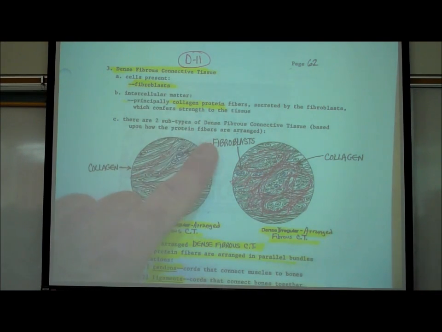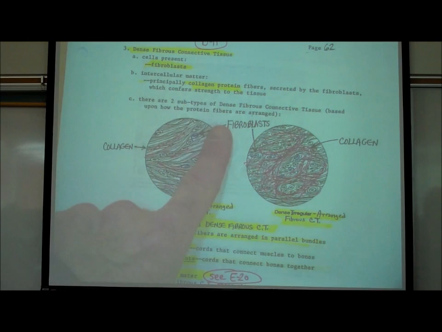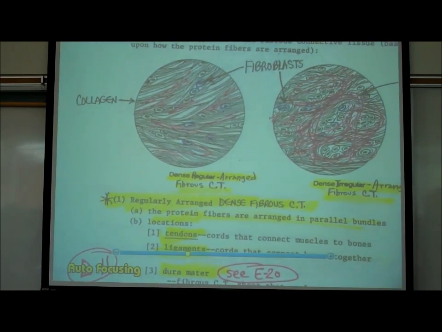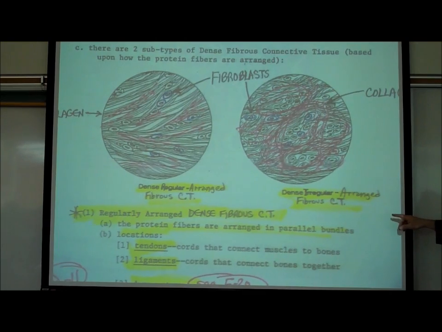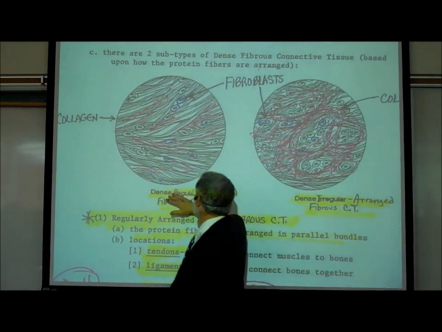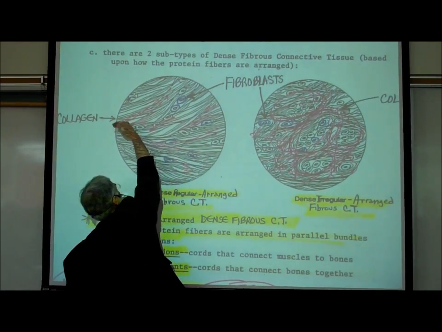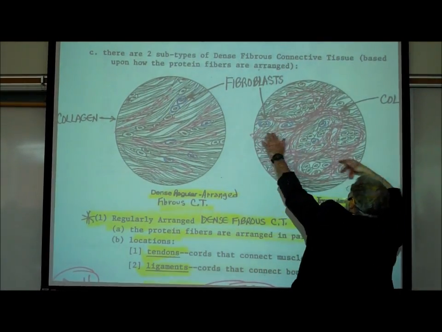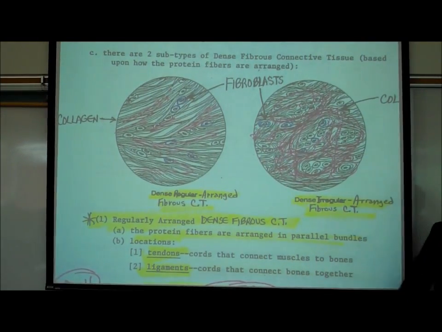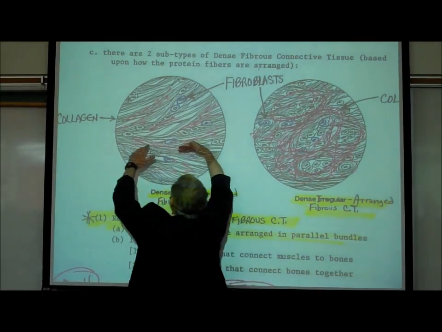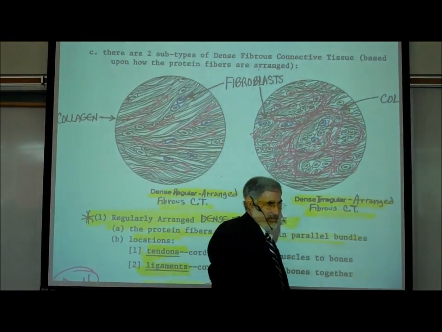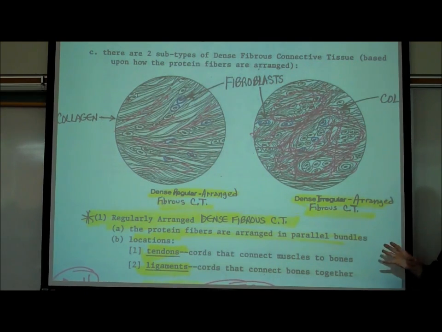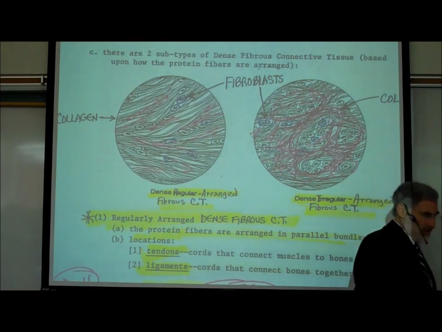Now, there are two types of dense fibrous connective tissue based upon how the collagen protein fibers are arranged. So there is dense regularly arranged fibrous connective tissue, and there is dense irregularly arranged fibrous connective tissue. What's the difference? In regularly arranged, the collagen is running approximately all in the same direction. In the irregularly arranged, the collagen is running in all different directions. It's going up and down, side to side, swirling around. Now, when the collagen is arranged in one direction, it makes the tissue very strong in one direction, but not strong in every direction. When it's irregularly arranged, it's not real strong in any single direction, but it's relatively strong in all directions.